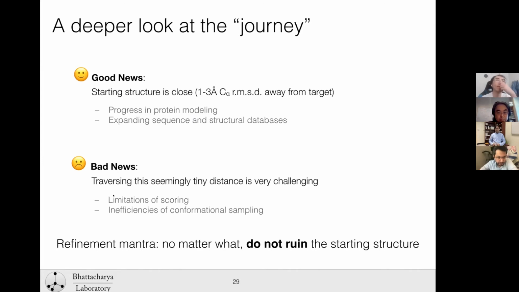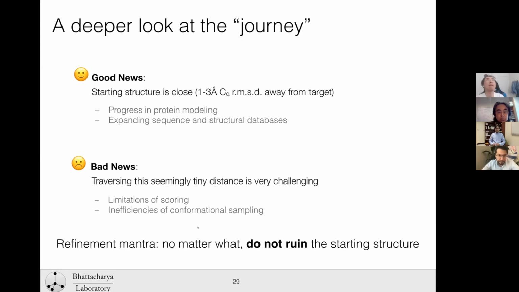And this is really due to the limitations of scoring, that is evaluating how good we are without knowing the experimental structure, and also due to inefficiencies of conformational sampling. But we need to keep in mind that a mantra in refinement is no matter what, we should not ruin the starting structure, because that is the structure we started with. And if anything, we would like to make it better, not to ruin it and drive it away from the target.